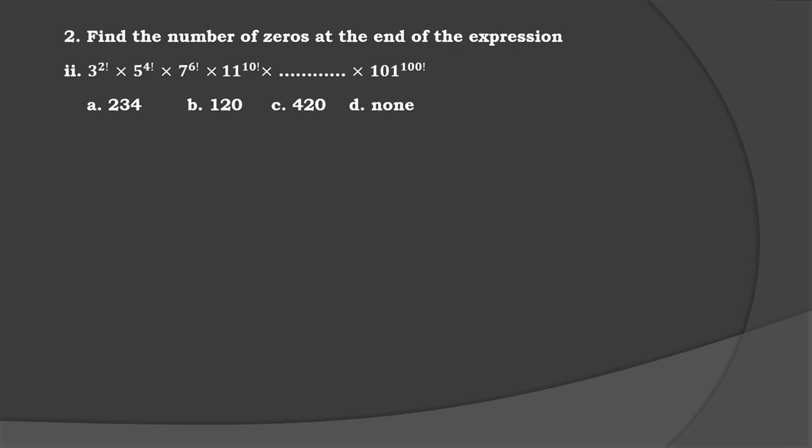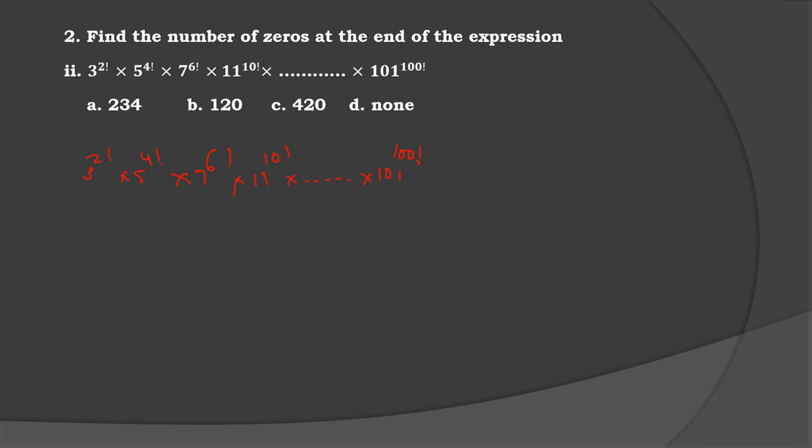Find the number of zeros at the end of this expression. Take 3 power 2 factorial into 5 power 4 factorial into 7 power 6 factorial into 11 power 10 factorial into and so on, up to 101 power 100 factorial. How many zeros are at the end of this expression?